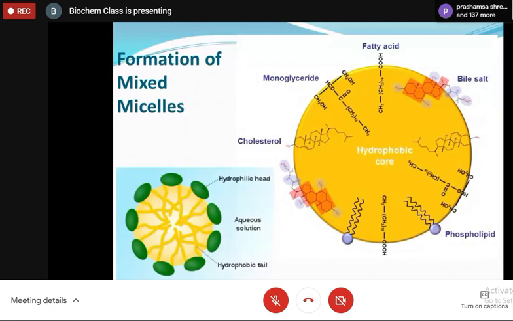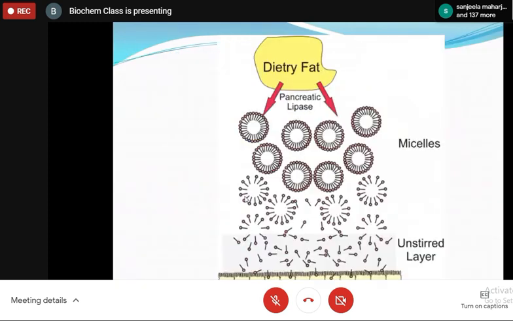In the exam, you might be asked to mention the role of bile salt in the digestion and absorption of lipid. Make sure that you make this diagram. If it is difficult for you to make this one, you can just make this one and label it properly, and you write that bile salts help in the formation of mixed micelles.